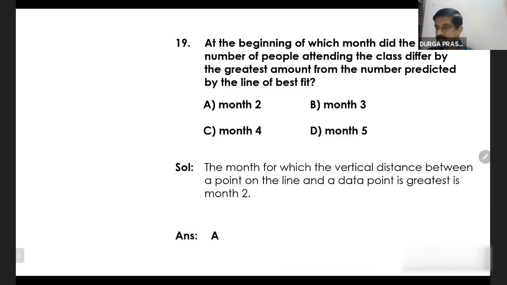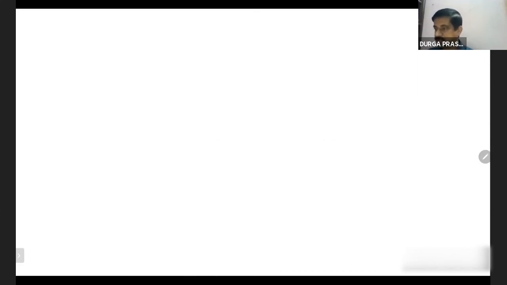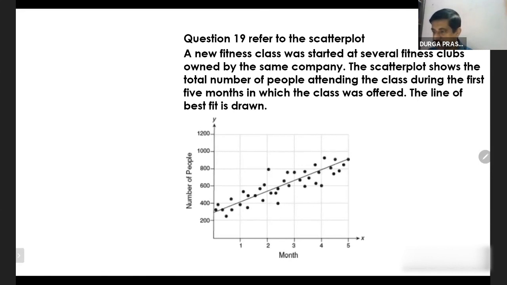So I have shown it here. You see, this is the highest difference between actual and predicted. You see, is there any other point where this much length is seen? No. So clearly it is the second month.